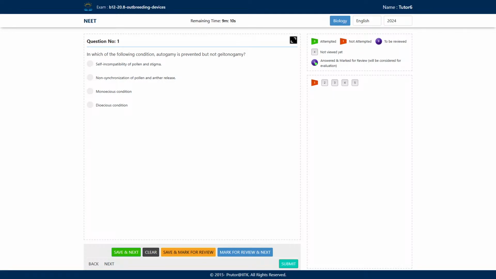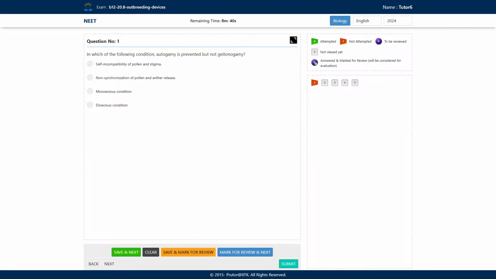So here comes the first question. In which of the following conditions is autogamy prevented but not geitonogamy? The options are as follows. A. Self-incompatibility of pollen and stigma. B. Non-synchronization of pollen and anther release. C. Monoecious condition. And D. Dioecious condition.